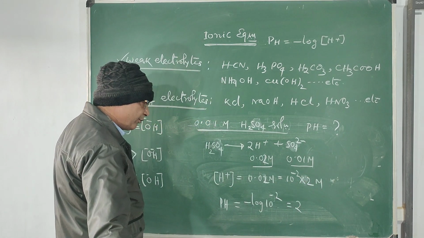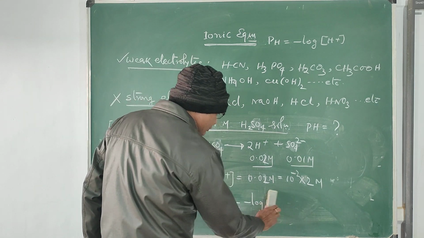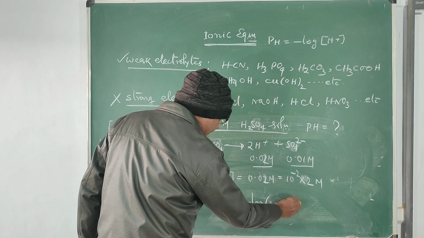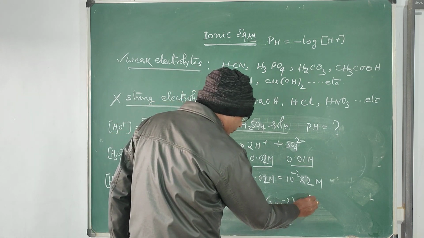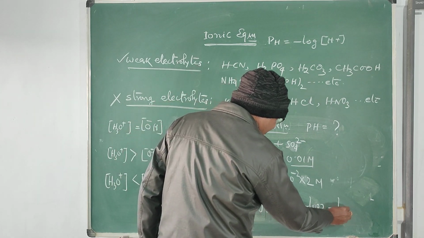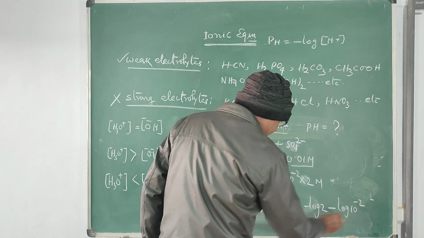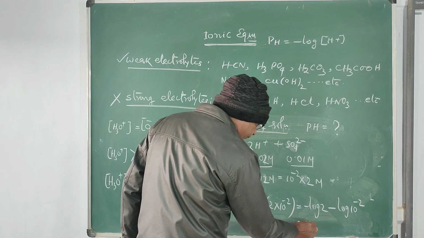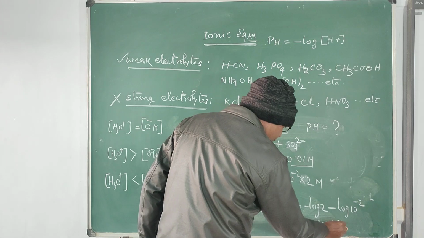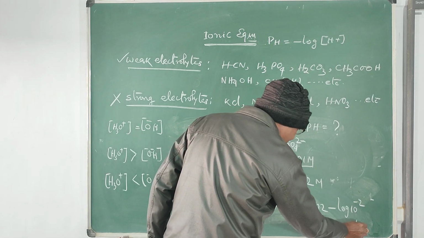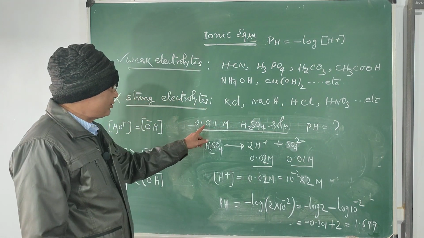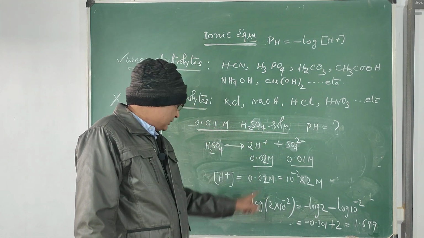So pH equals minus log of 2 into 10 to the power minus 2. This is equal to minus log 2 minus log of 10 to the power minus 2. The log 2 value is 0.301. So its pH will be 1.699.